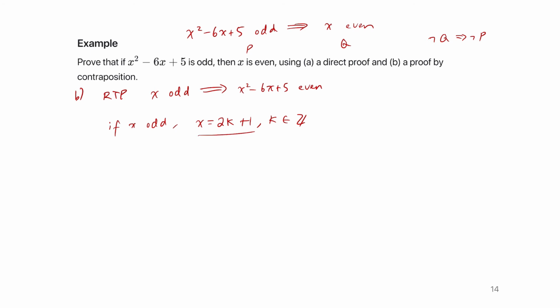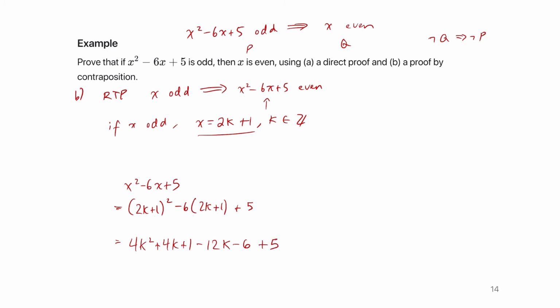So now we have that x is odd, and we want to show that this quantity is even. Let's just evaluate it: x squared plus 6x plus 5. That gives us 2k plus 1 squared plus 6 times 2k plus 1 plus 5. Now we need to evaluate this: 4k squared plus 4k plus 1, plus 12k plus 6, plus 5. Our end goal is to show that this quantity is even, which is equivalent to showing that we can write it as 2 times some integer.